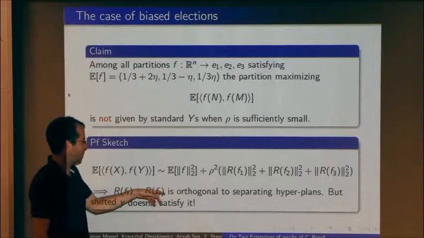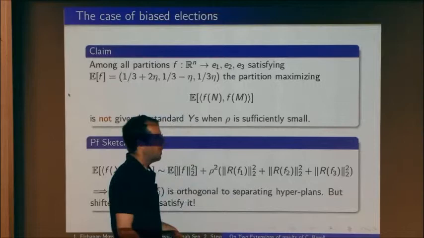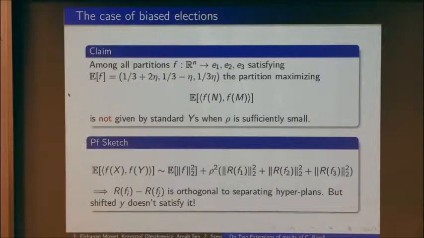the zero level Fourier coefficient, which I'm writing this way. This is vector notation, right? So this is really the zero level Fourier coefficients. And then there are going to be the first order Fourier coefficients. What are the first order Fourier coefficients? Well, the first order Fourier coefficients are just the distance of the center of masses of these partitions from the origin, squared. Okay? So this is the standard Y.